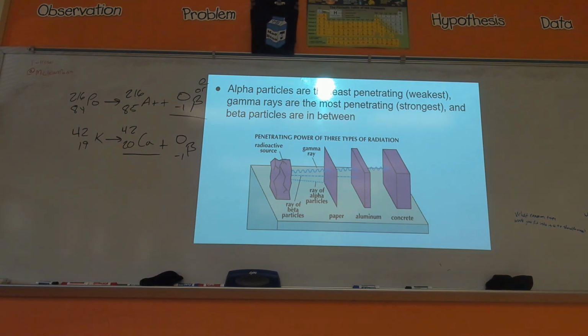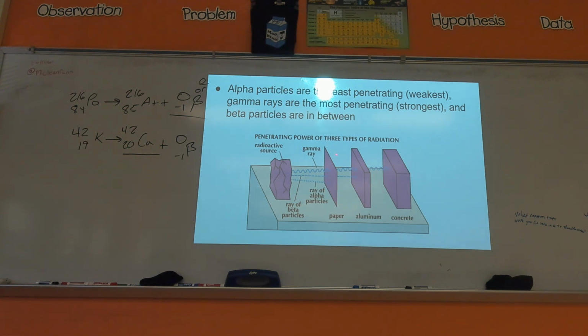Now, question for you. Why would it make sense that alpha particles would be the weakest? That I could stop it with the smallest thing? Think about the structure of an alpha particle compared to the structure of a beta particle and the structure of a gamma ray. So raise your hand for it. You got it? Yeah, it's the highest energy. Okay, good. So the highest energy, so you need concrete to stop it.